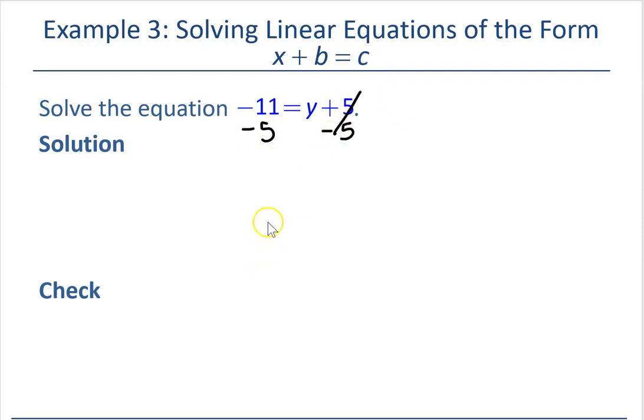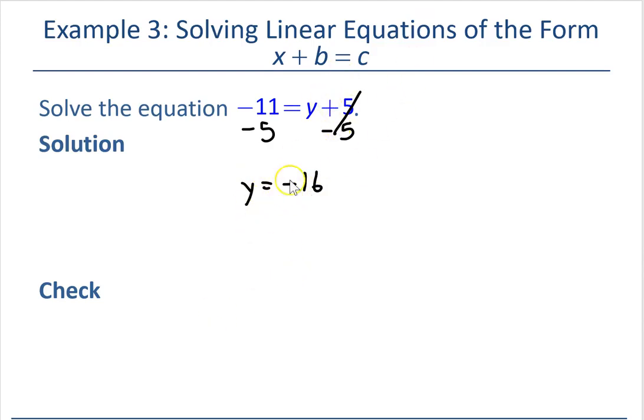Well, here it's going to reduce out. Remember, whenever you're subtracting a negative, you're getting further in debt. So it's like you're adding these guys together. So you're going to end up here getting y equals negative 16. And we can go back in there and check.